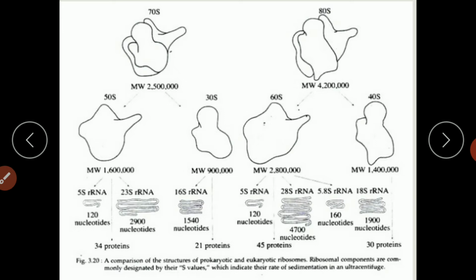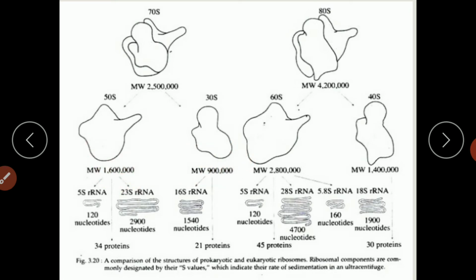So here you can see the molecular weight of the 70S ribosome, that is 2.5 million. Then this is the eukaryotic ribosome with a molecular weight of 4.2 million, that is double that of the 70S ribosome. So when we separate the 70S ribosome into a 50S subunit and a 30S subunit, the 50S subunit has a molecular weight of 1.6 million, and this one is 900,000. So these are the molecular weights of the 50S and 30S components.